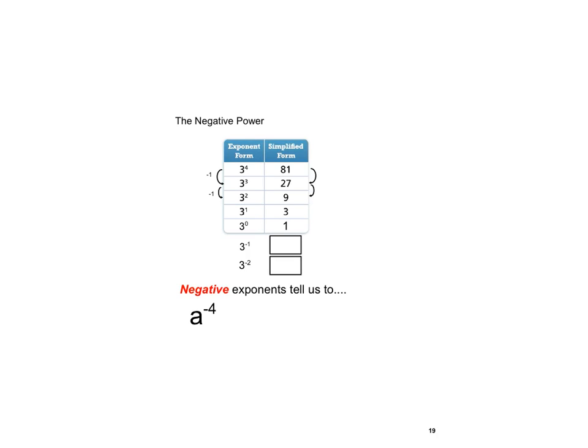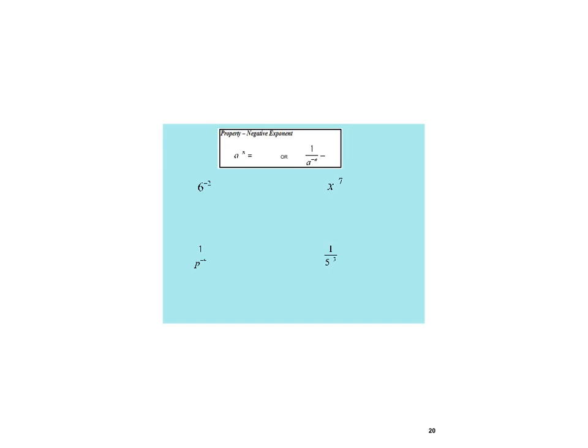Now, like I just did on the last one there, 3 to the negative 1 will be the 1/3, 3 to the negative 2 will be 1/9, and so on. So a negative exponent just tells us to move it to the other side. So a to the negative n would be 1 over a to the n, and 1 over a to the negative n would actually just be a to the n. So you can see how those, that negative exponent, work in kind of opposite directions there.